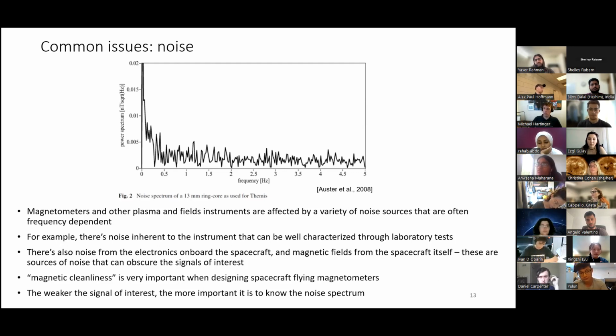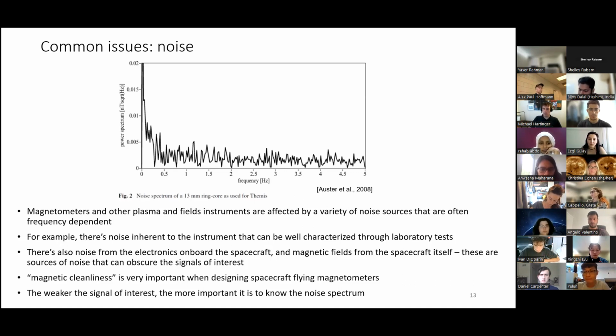So noise is one issue, and noise can mean many different things to many different people. And there's a variety of noise sources that in particular affect magnetometers that are often frequency dependent. One type of noise that is often talked about is the noise inherent to the instrument. And you can characterize that very well by laboratory tests or by modeling. In fact, that Coillot and Leroy paper I put on the last slide talks about that for a search coil, how you model it.